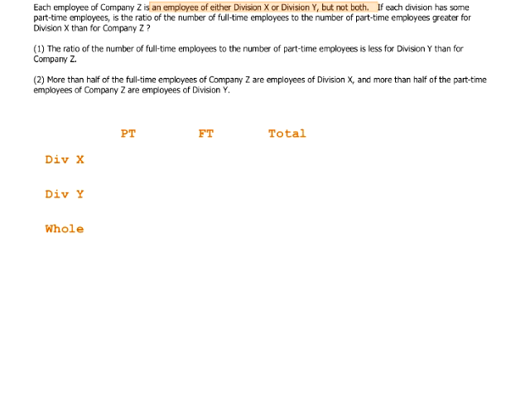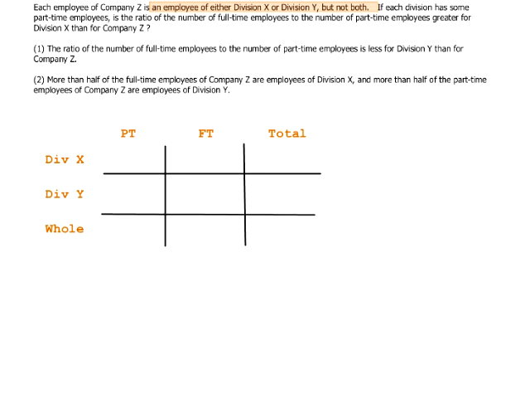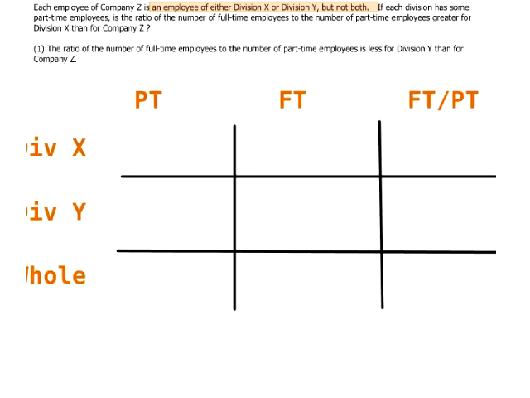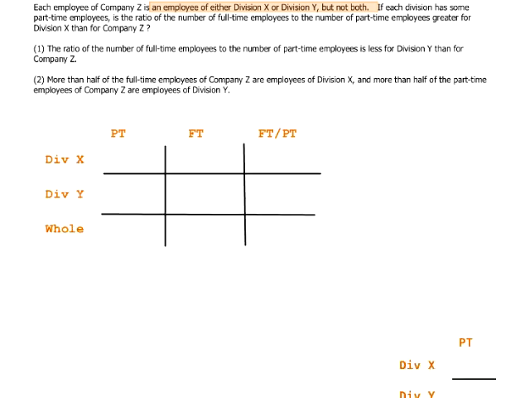And then the deal is, we're interested in the ratio of part-time to full-time, actually the other way around. So maybe we can get rid of total here and put full-time to part-time. And you're going to want to do this twice because there are two statements. So let's do it again over here.